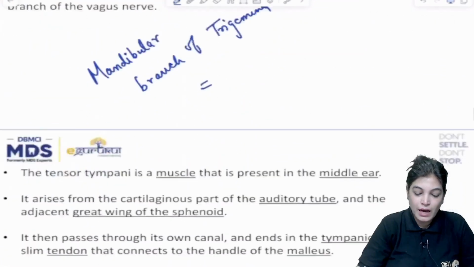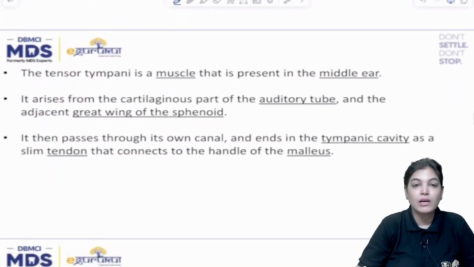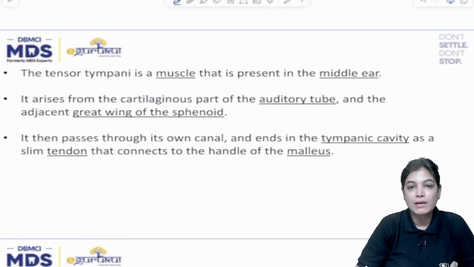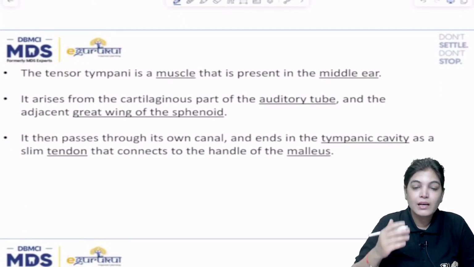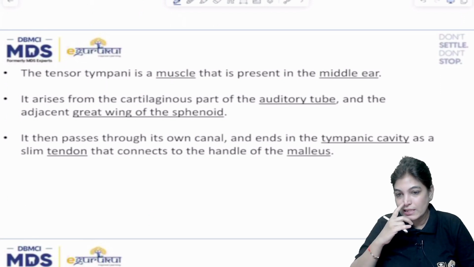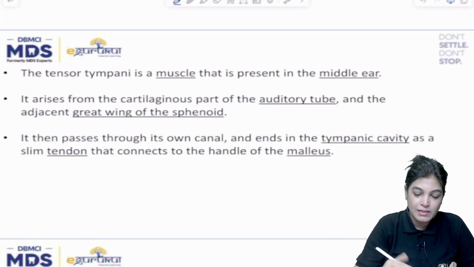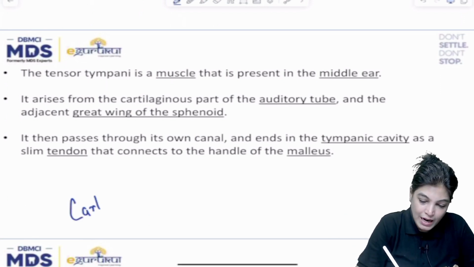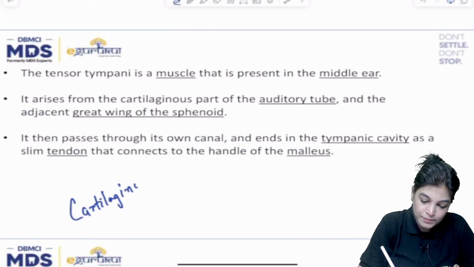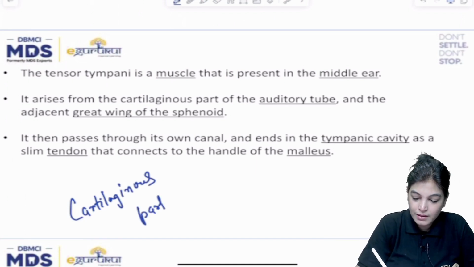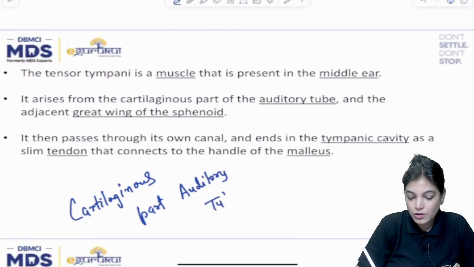Now here I would also like to tell about the other muscle mentioned, that is tensor tympani muscle. We know that tensor tympani muscle is the muscle of the middle ear cavity. Let's talk in brief about the tensor tympani muscle. If we talk about the tensor tympani muscle, it arises from the cartilaginous part of the auditory tube. Cartilaginous part of auditory tube.